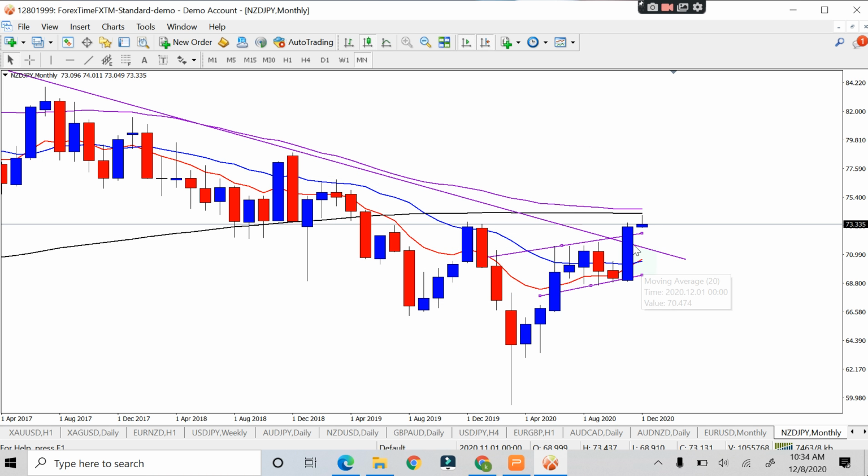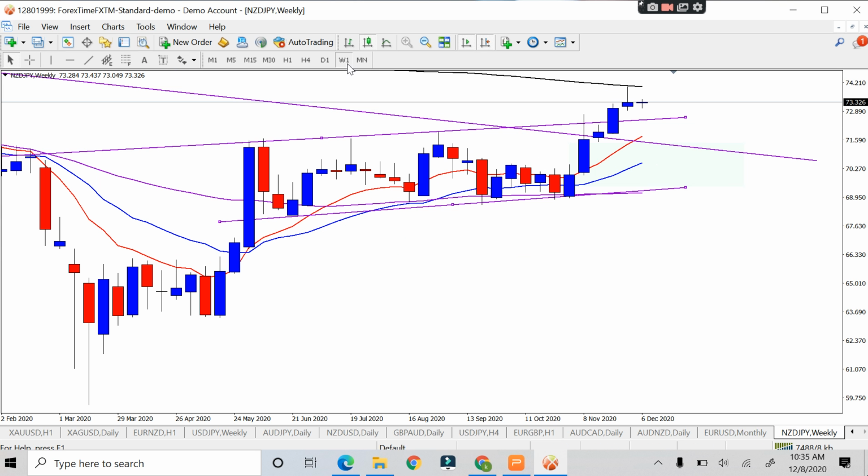Oh, they are gone. Okay, but you can see the area highlighted where the 10 moving average just crossed the 20 moving average for a buy. So what I would be waiting for if I was to trade this market is to wait for a buy signal. So I'll go to a lower time frame to see what's happening.